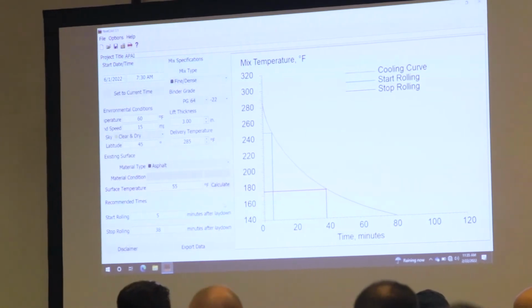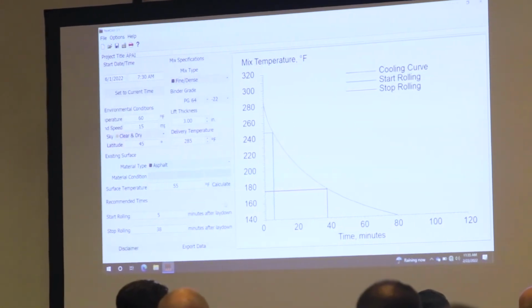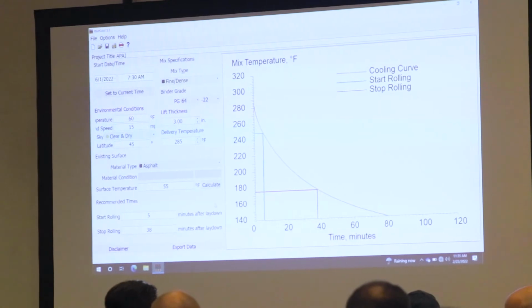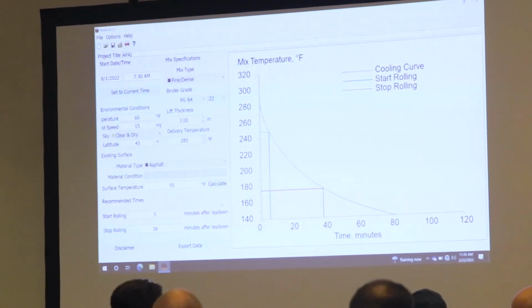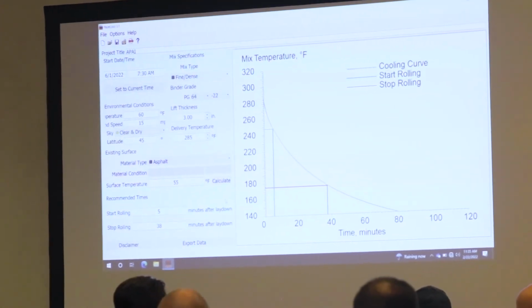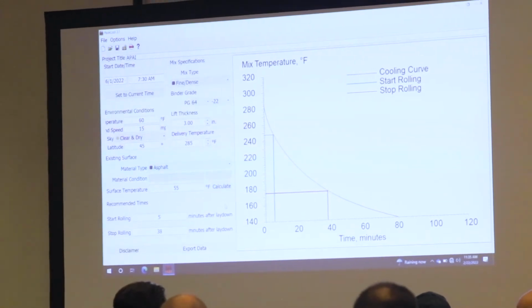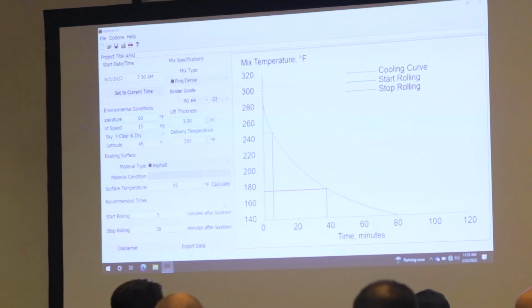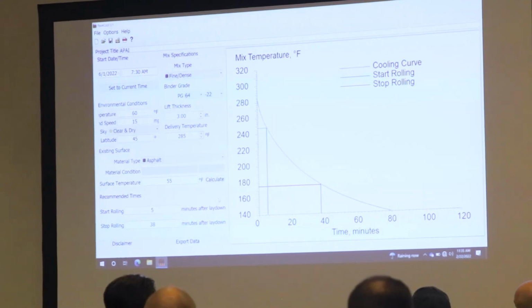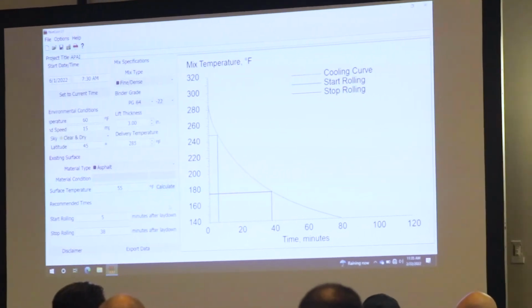Now how much time do we have? 36, 38? My eyes are fuzzy. 38. So the difference between 1.5 inches and 3 inches goes from 14 minutes to 38 minutes time to compact. Are you seeing a pattern here?